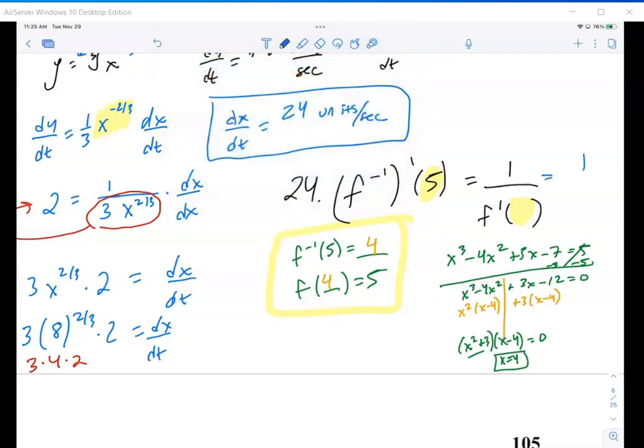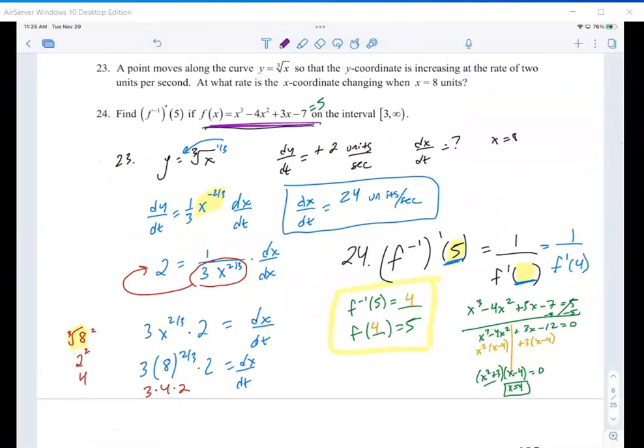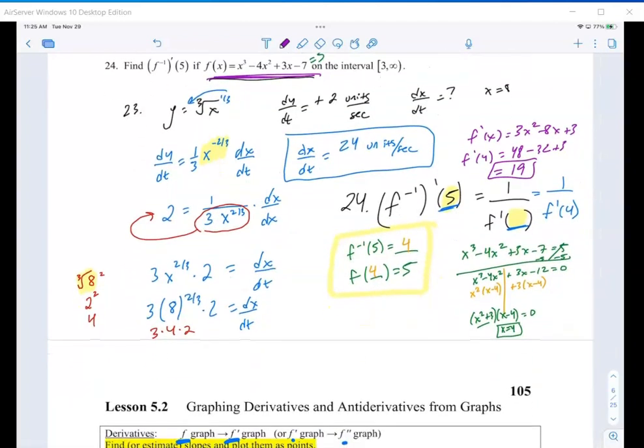Now this is telling me the answer to my question will be 1 over f prime of 4, because that's the point that goes along with the 5. How do I find f prime of 4? Well, I come over to here. I find f prime. And I plug in 4. So 4 squared is 16 times 3 is 48. 8 times 4 is 32. So it gives me 16, 17, 18, 19. Okay, so then my final answer, because it's 1 over, ends up being 1 over 19.